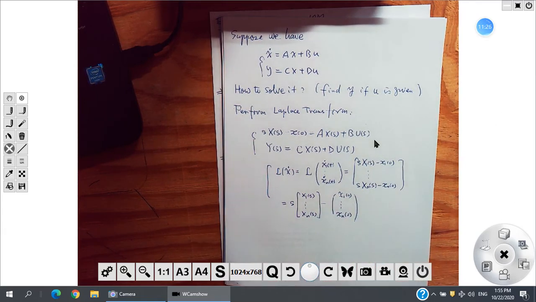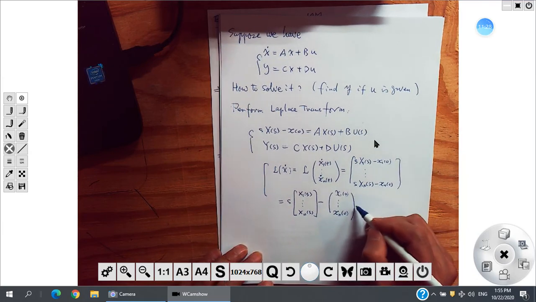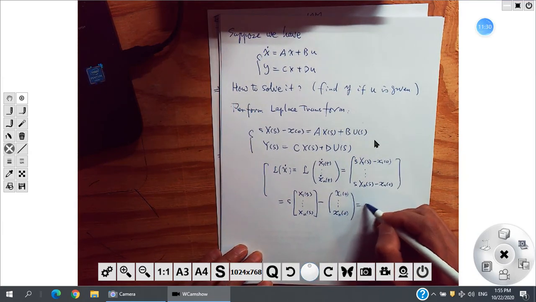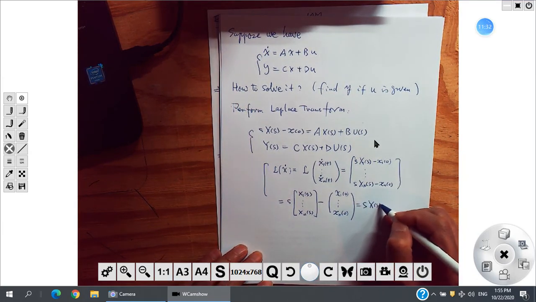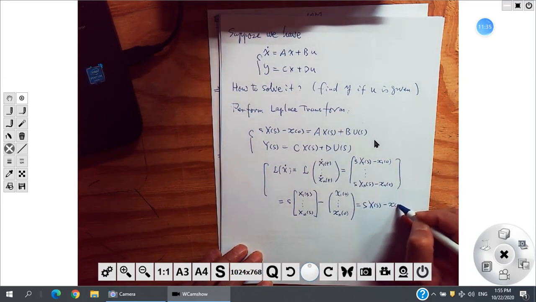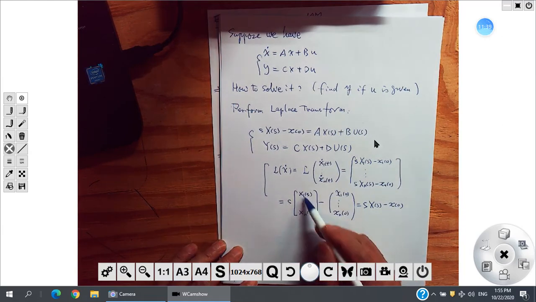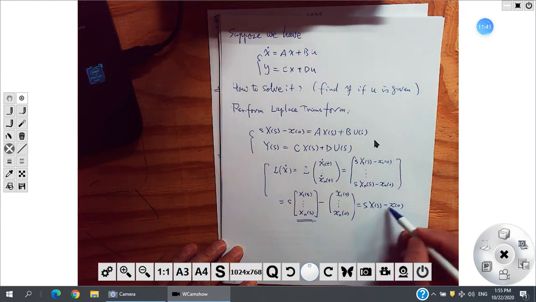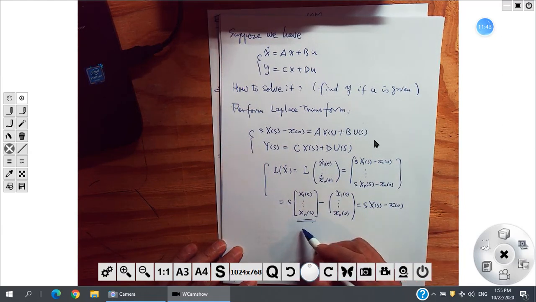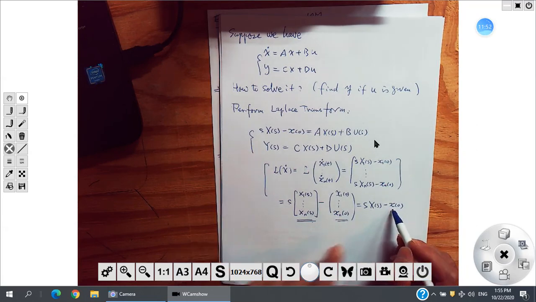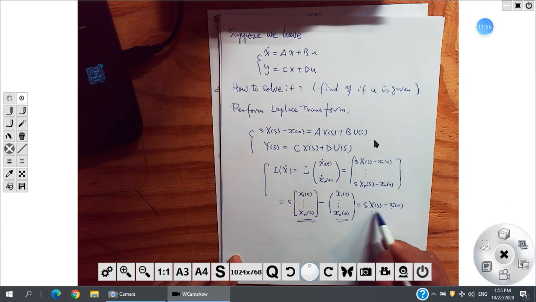Right? Okay, this is what? This is just the s times x of s minus x of 0. So you see the first vector, this vector is just capital X of s, and this vector is just lowercase x at time 0. But this capital X and this lowercase x, these two, they are vectors.